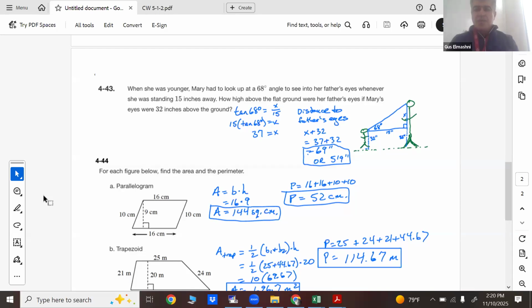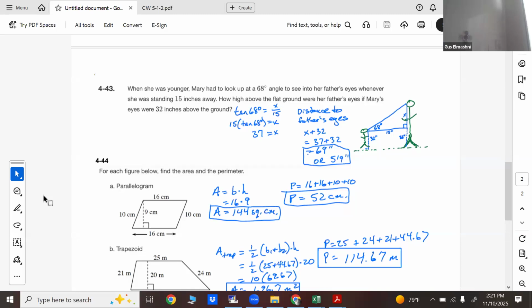But this person kind of is doing some similar experiment, right? Like looks up at a person, okay, her father. She's 15 feet away. She has to look up 68 degrees to see her father's eyes. How high above the ground are the father's eyes, and Mary's eyes are 32 inches above the ground. So just do the tangent first, set it up that way, but then you have to add 32 afterwards because you're going from her eyes to his eyes, but obviously this horizontal leg goes to his waist or somewhere in his body. So you're only solving for this portion, you have to add 32 to get the full height of the father.